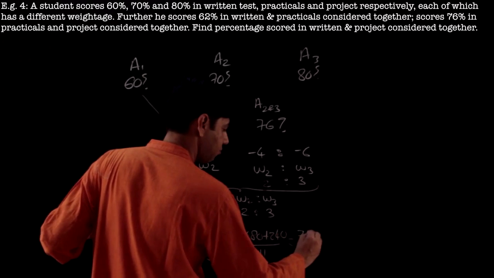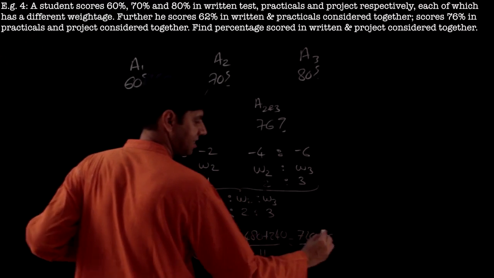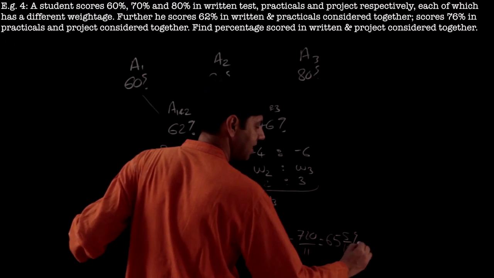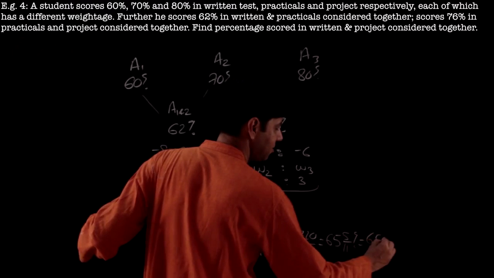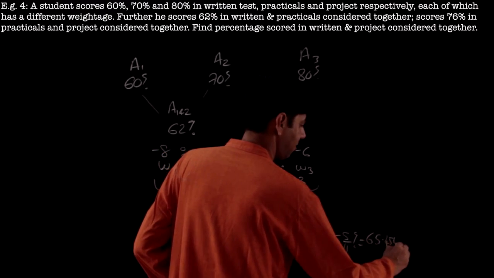48 and 24, 720 by 11, which is 11 6s are 66, 60 left over, 11 5s are 55, 5 by 11. This much percentage. If the answer is in decimal, we should know anything divided by 11, 9 5s are 45%.